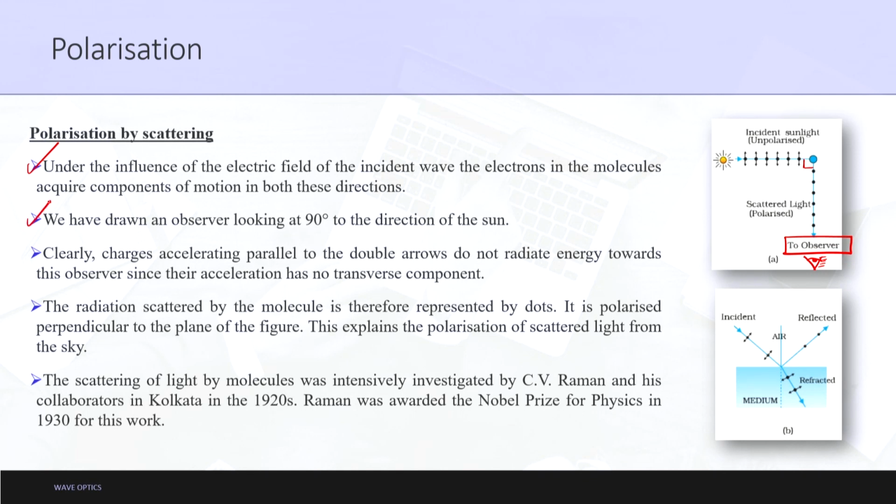Clearly, charges accelerating parallel to the double arrows do not radiate energy towards this observer, since their acceleration has no transverse component. Quite evident, because the scattering has occurred and there is no passage of light, as you can see, the Polaroid is in this direction. There is no passage of this movement turning and going here, because only this portion will be observed through a Polaroid, which will only pass those planes of polarized light such that these dots are available.